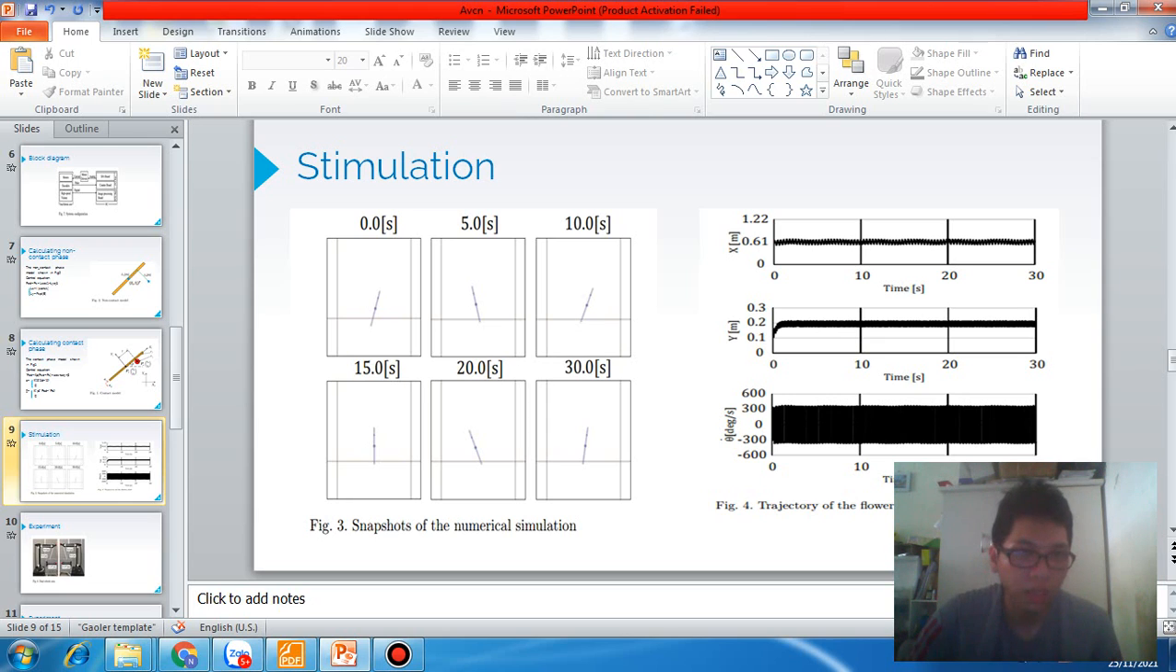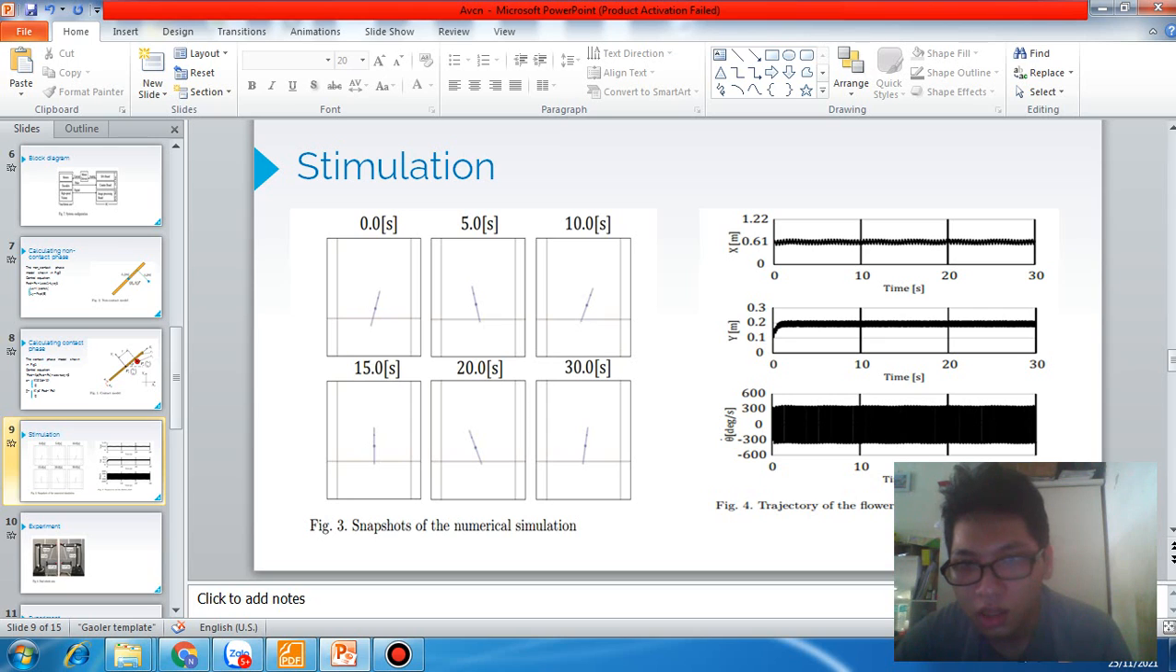Then we simulate the system. This is a snapshot of the numerical simulation. We take snapshots at 0 seconds, 5 seconds, 10 seconds, 15 seconds, 20 seconds, and 30 seconds. And here is the trajectory of the flower stick.